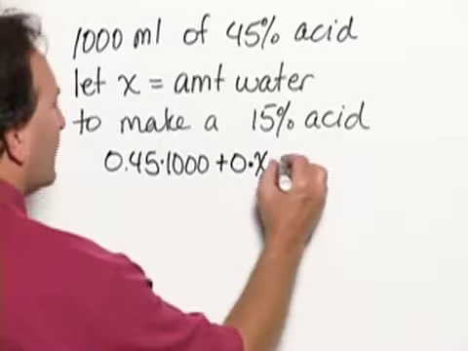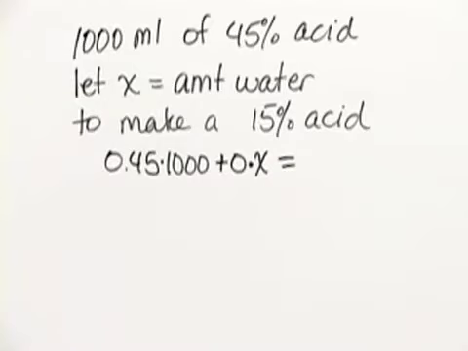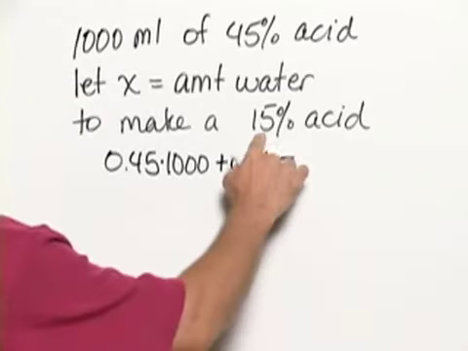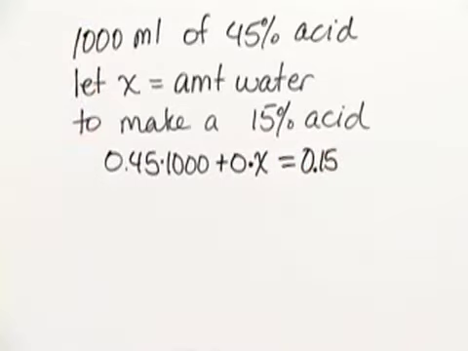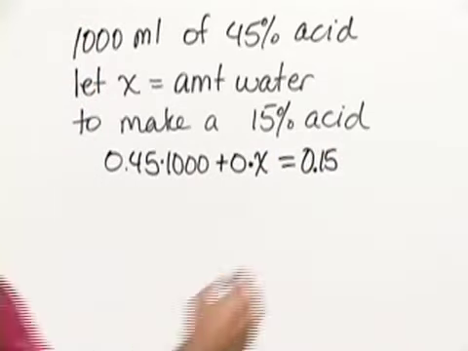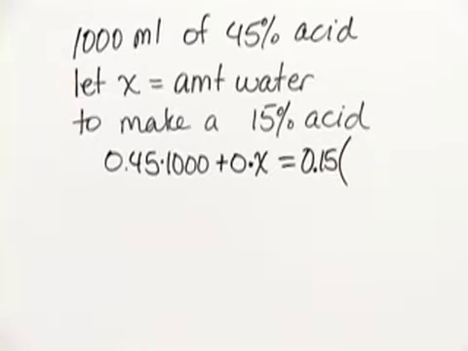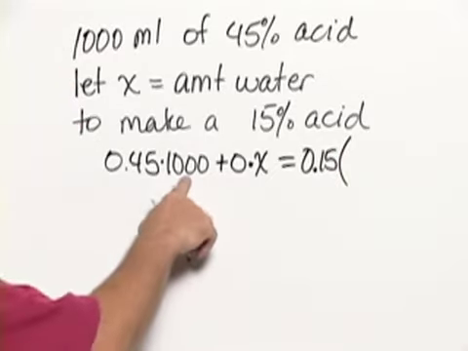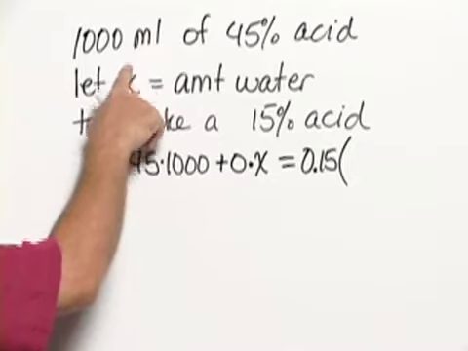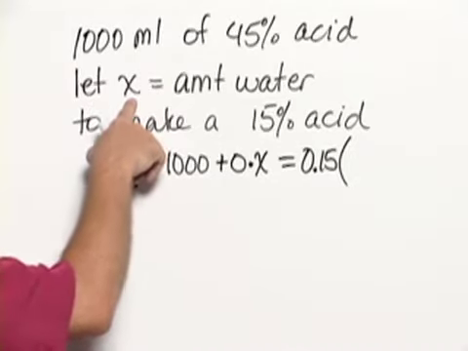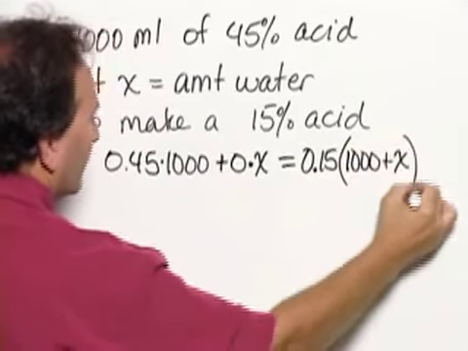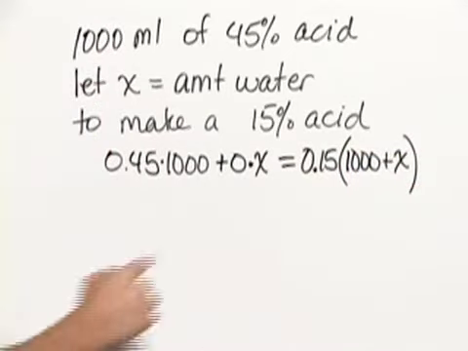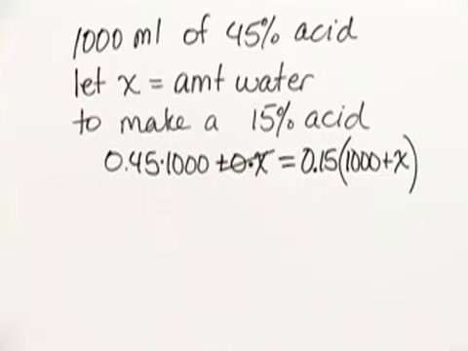Now that must equal the amount of acid that we end with. Well, that solution is 15%, or in other words, 0.15 times the amount of that solution. And that amount is the 1,000 milliliters that we started with plus the water, which is X, that we added. So 1,000 plus X. Notice that on this side, 0 times X is just 0.